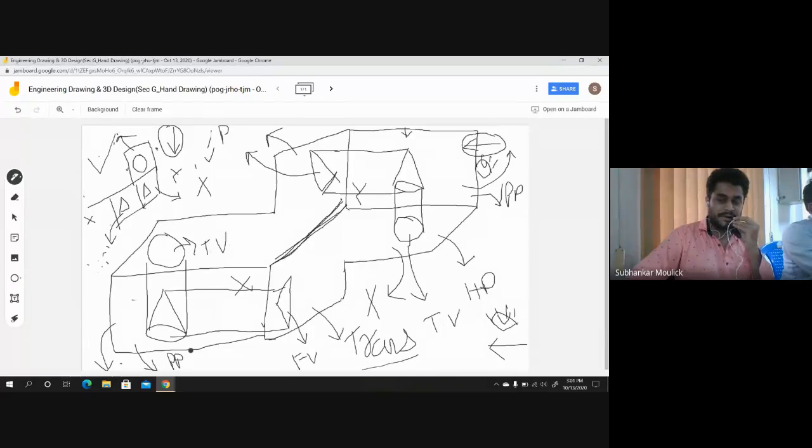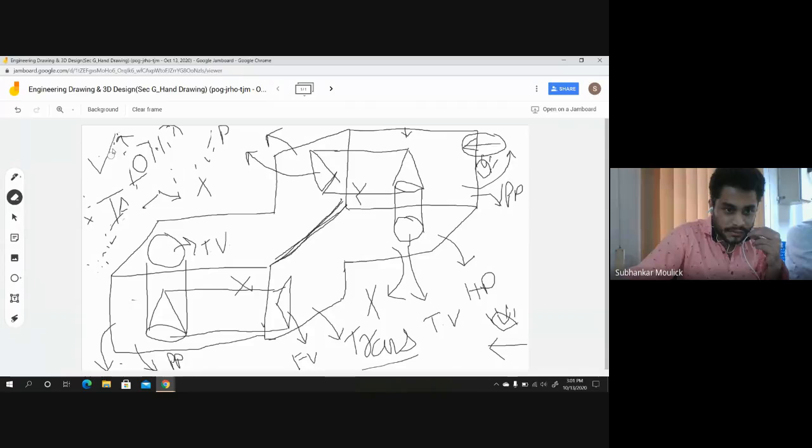Fast, 10 minutes are left. Why we don't use second and fourth angle projection method? Okay. Let me answer why we don't use second and fourth angle projection method. Let me erase all these things.